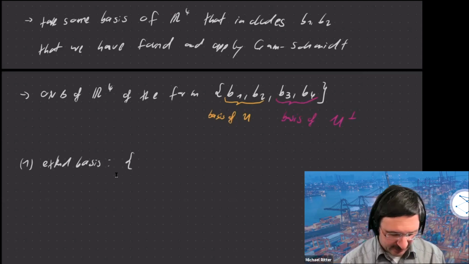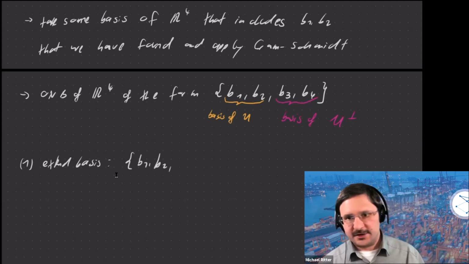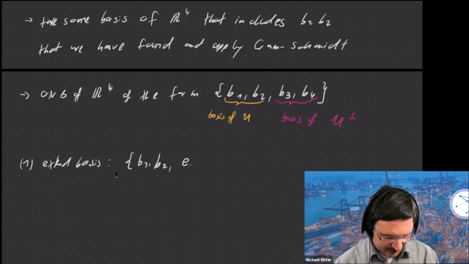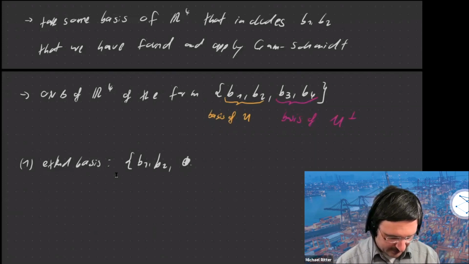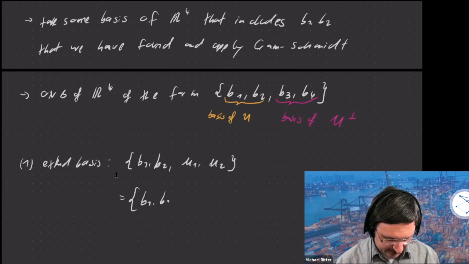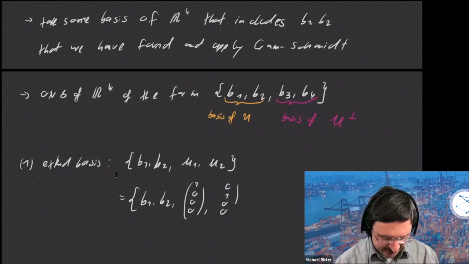And that's more or less arbitrary. You can take whatever works here. So we're starting with B1, B2. And I'll just try to extend that by U1 and U2, where U1 and U2 are the unit vectors. So what I mean is this vector here, that's U1, and this vector here, that's U2.